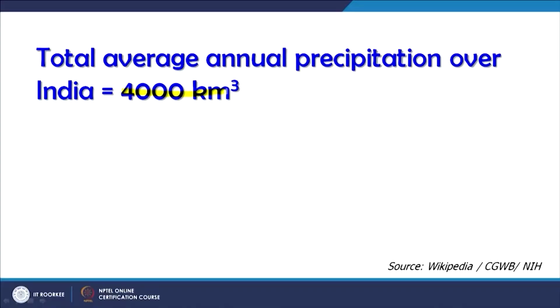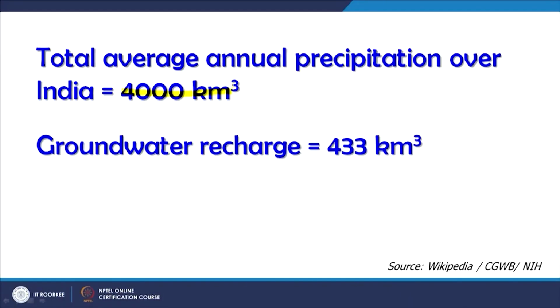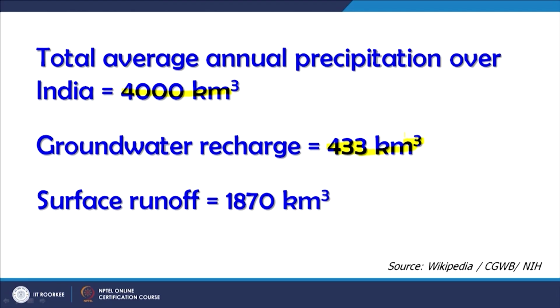So, the average annual precipitation over India which I was mentioning has remained almost constant in the last more than 100 years, which is about 4,000 cubic kilometer in total. And groundwater recharge is just 433 cubic kilometer, and the rest is going as waste. You have surface runoff, the maximum part is going as surface runoff. It does not store.